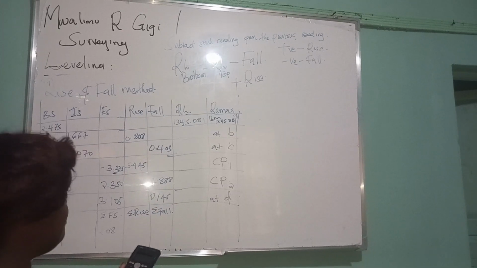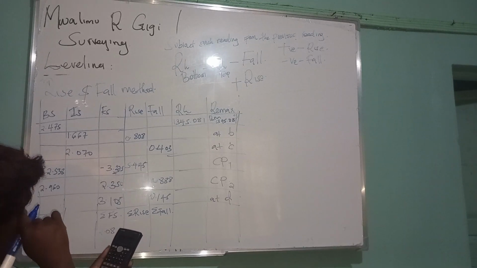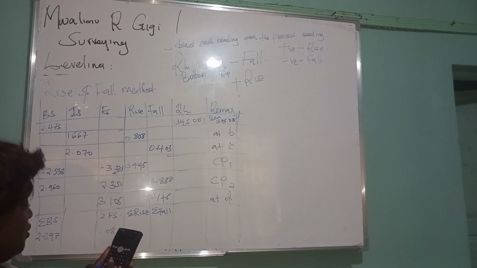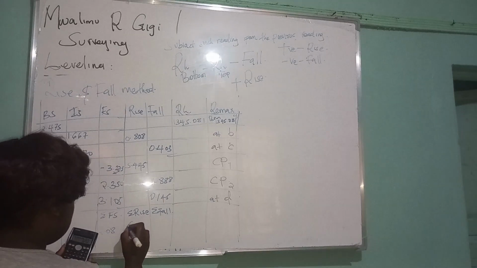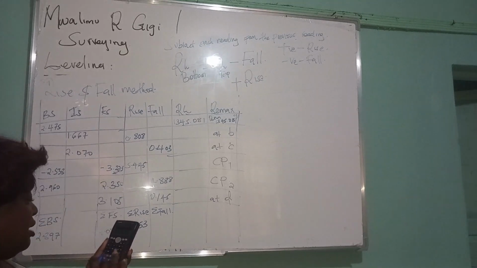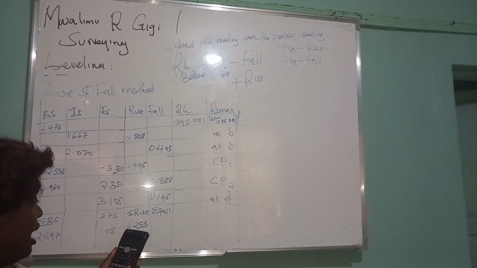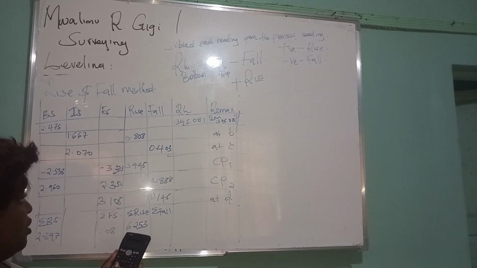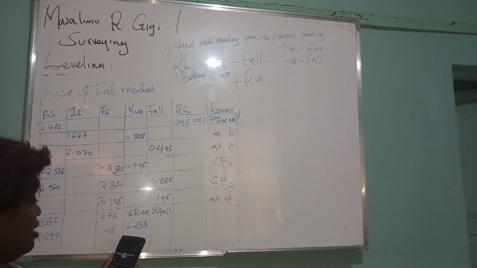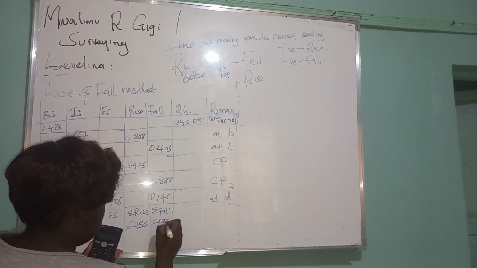So summation of rise and summation of fall. So we want to sum that. 0.808 plus 5.445. So it is 6.253. Then 0.403 plus 4.888 plus 0.145. It is 5.436.